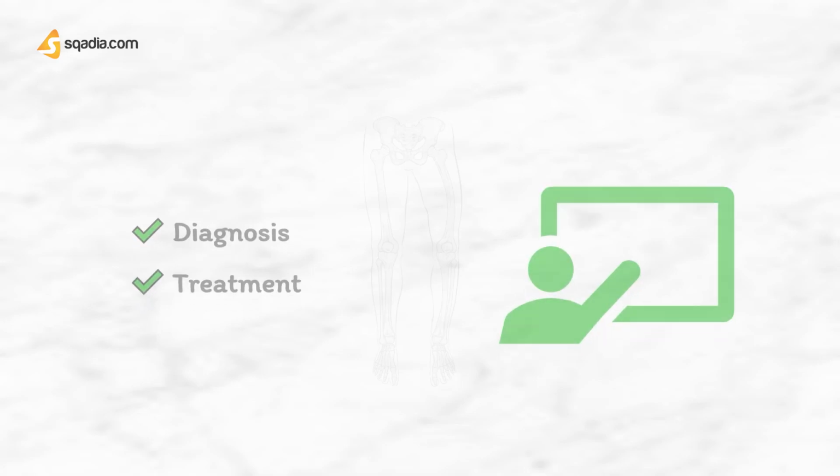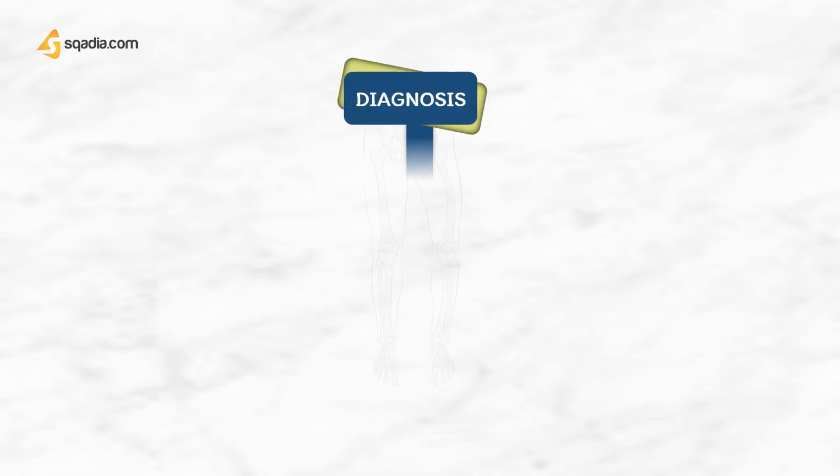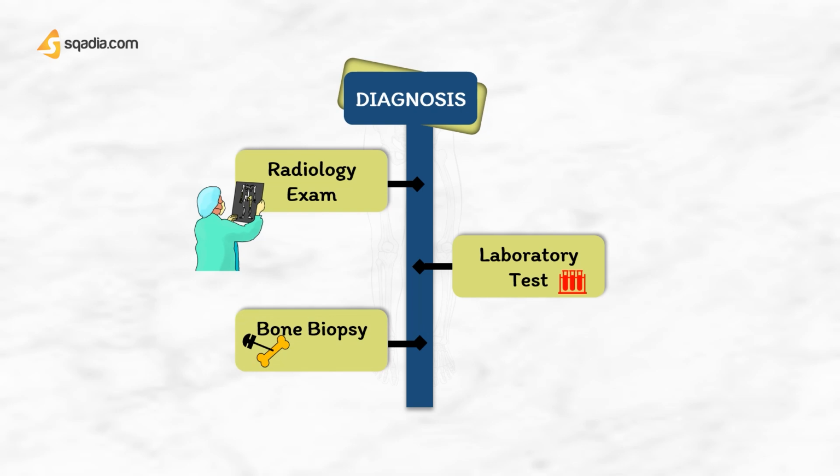Let's have a glance over diagnosis and treatment strategies of Paget's disease. In most cases, it is discovered accidentally while performing X-ray test or blood work for another reason. But if there is a clue for Paget's disease, more tests must be performed for confirmation. We can go for radiology examination, lab tests, and bone biopsy.